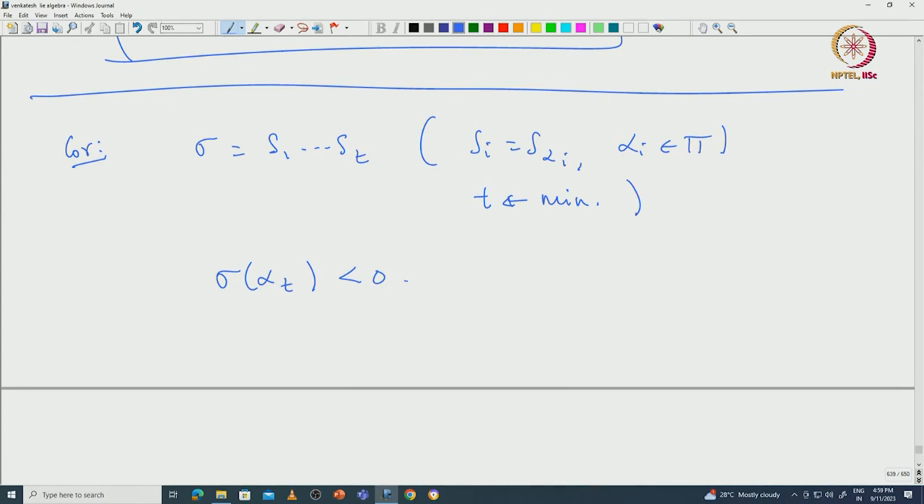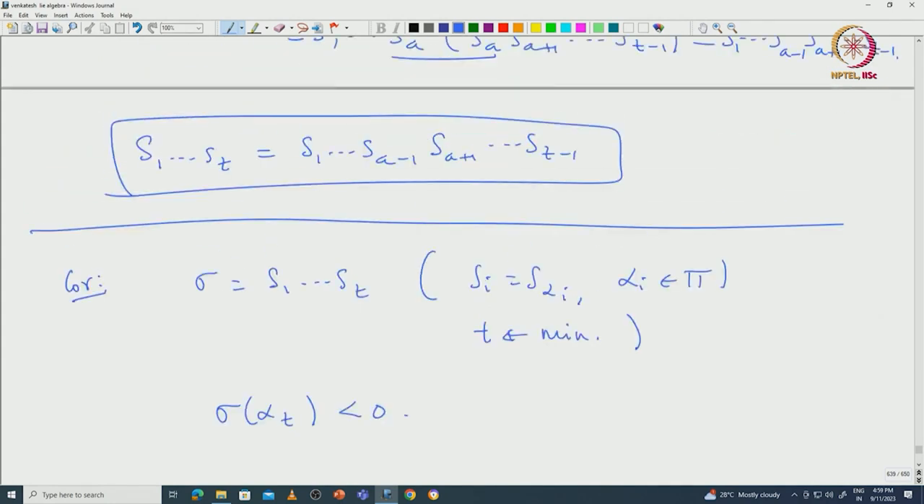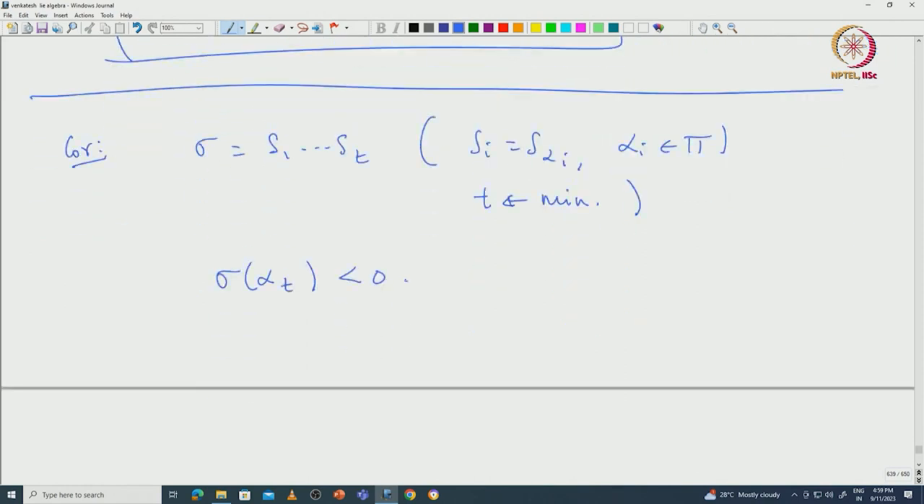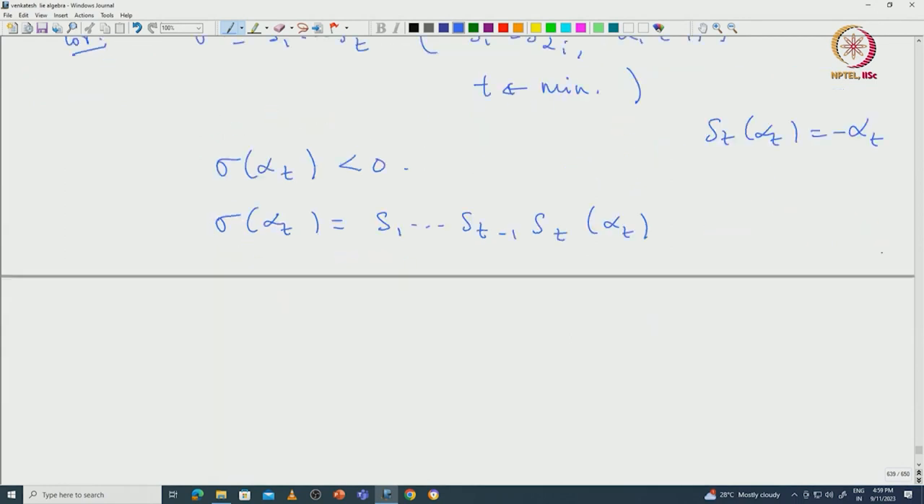So, let us look at this sigma of alpha t. If we take the sigma of alpha t, you can see that this is exactly equal to S 1, etcetera S t minus 1, S t of alpha t. But S t of alpha t is nothing but minus alpha t. So, then it gives us S 1, etcetera S t minus 1 of minus alpha t. So, this is exactly equal to minus S 1, etcetera S t minus 1 of alpha t.